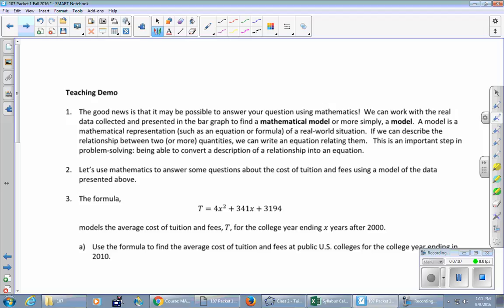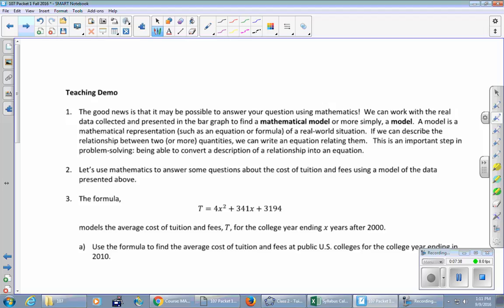If we can describe the relationship between two or more quantities, in this case, what was on the horizontal axis? It was the years, so time. What was on the vertical axis? It was tuition measured in dollars. So if we can describe the relationship between two quantities, time and cost, we can write an equation relating them. This is an important step in problem solving, being able to convert a description of a relationship into an equation, because we have all kinds of fancy tools that we can apply to equations. And so the goal is to maybe get an equation.